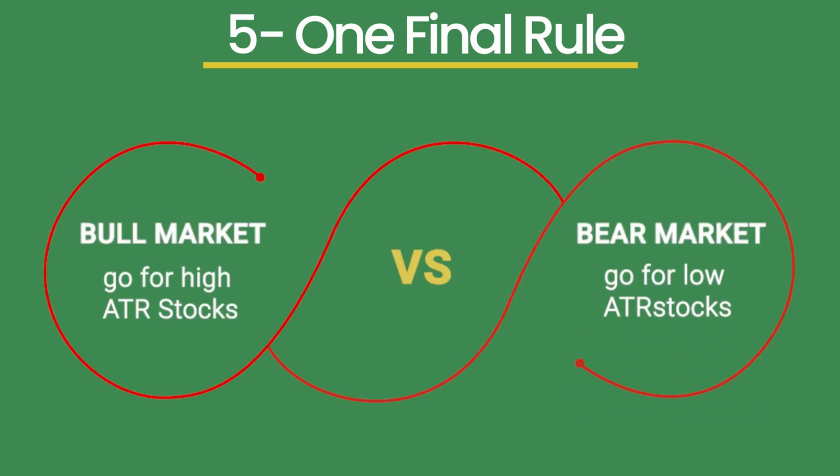The fifth use of the average true range. In a bull market, normally you go for high ATR stocks. Why? Because the probability that you are going to make money in a bull market is much, much higher than you are going to make money in a bear market. So it's recommended in the bull market that you go for high ATR stocks, and in the bear market you go for low ATR stocks. If you follow this rule, you will find yourself that in the bull market you are able to beat the market.